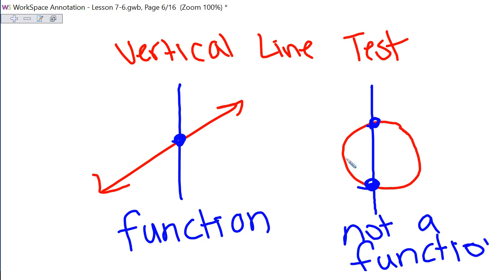So here's a brief review of the vertical line test. If you draw a vertical line and it touches only one time, yes, it's a function. But if you draw a vertical line and it touches more than one time, it's not a function.